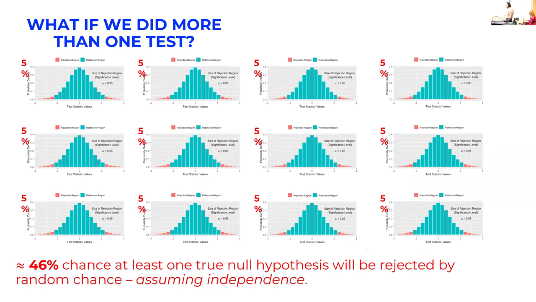What if I did 12 tests? Right? What if I did 12 tests? 5% chance there, 5% chance there, 5% chance there, 5% chance there, 12 tests. Not unusual for us to do multiple tests in a paper. Well, then overall, assuming independence, and not always the case, I've got a 46% chance that at least one true null hypothesis will be rejected by random chance. It's a lot higher than 5%. It's almost half as likely that at least one of those is going to be wrong. So we need to do something about it.